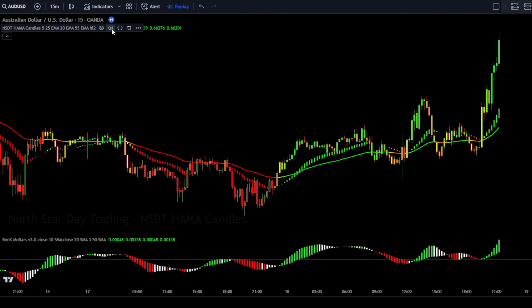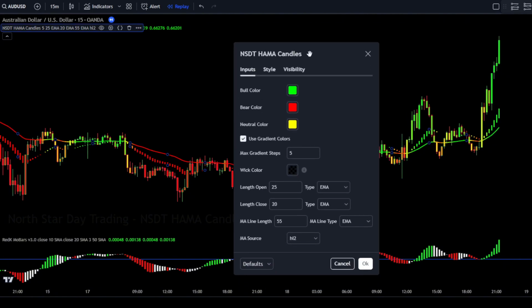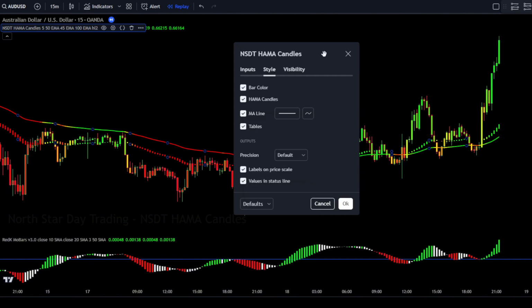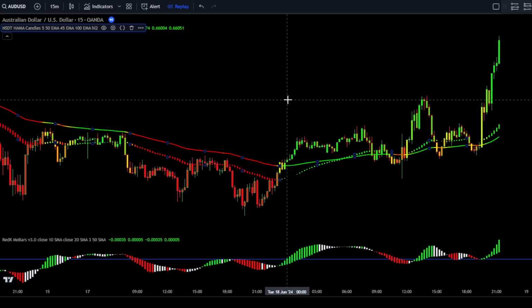Next, configure the NSDT Hama Candles indicator settings. In the Input tab, change the length open to 50. Then, change the length close to 45. After that, set the MA line length to 100. Now, go to the Style tab. In the Style tab, uncheck the box next to Tables. Once done, click OK to save the changes.